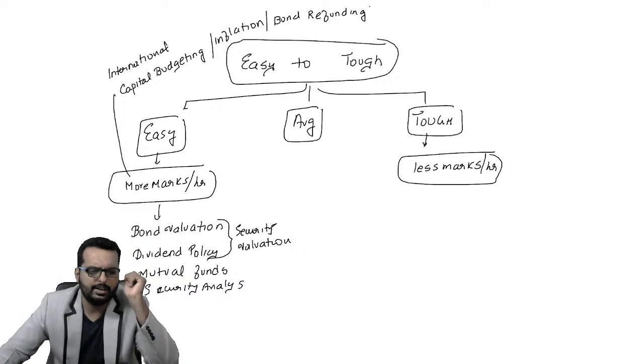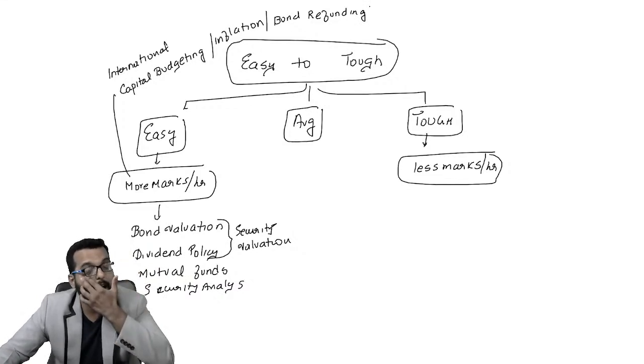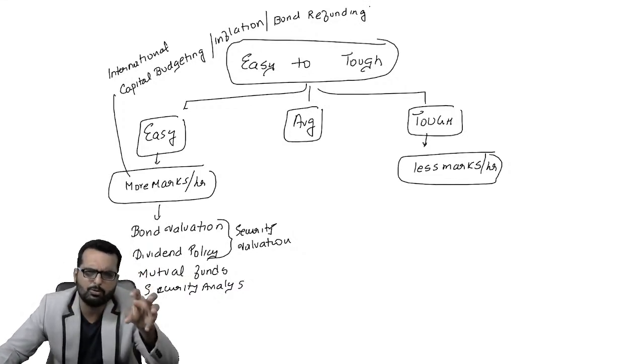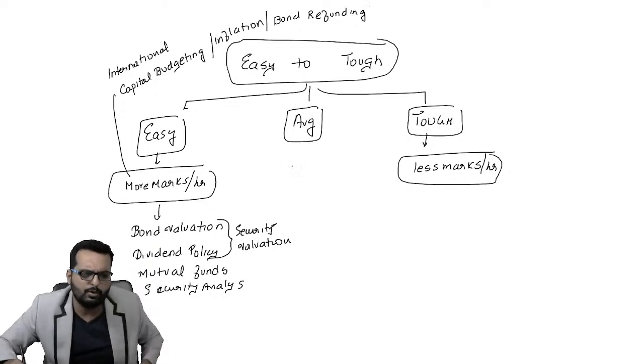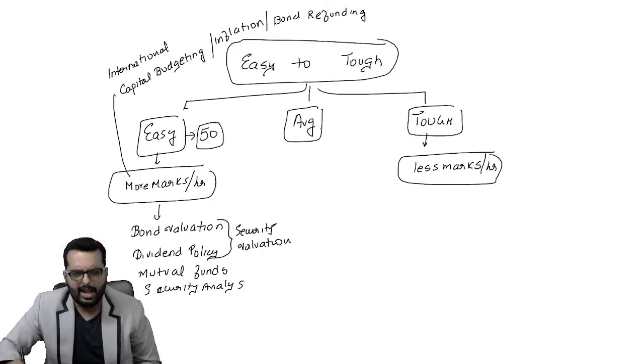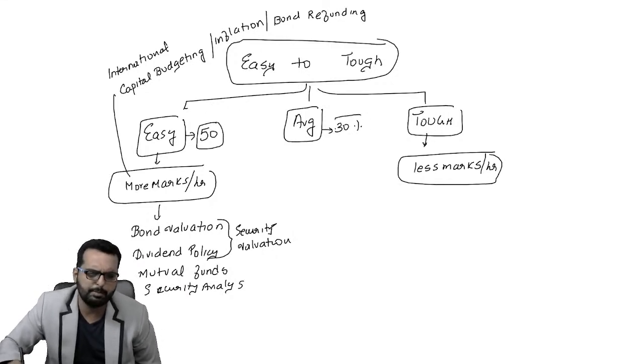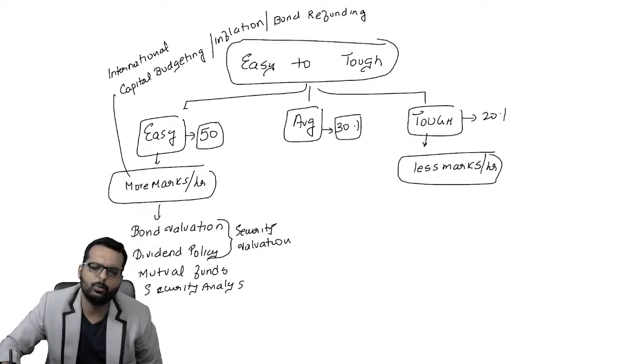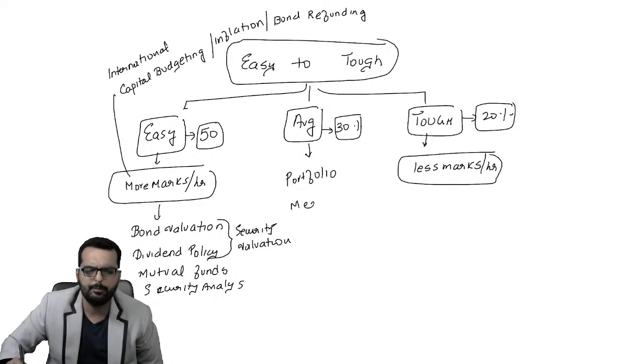All right, and security analysis, I have done hypothesis, everything, all these small areas. The moment you cover this, this should come for around, if I'm not wrong, 40 to 50% marks. Average will come for around another 30% marks, and the tough will be only 20% marks. Average, there are two chapters that I would like you to focus on: portfolio and mergers valuations.